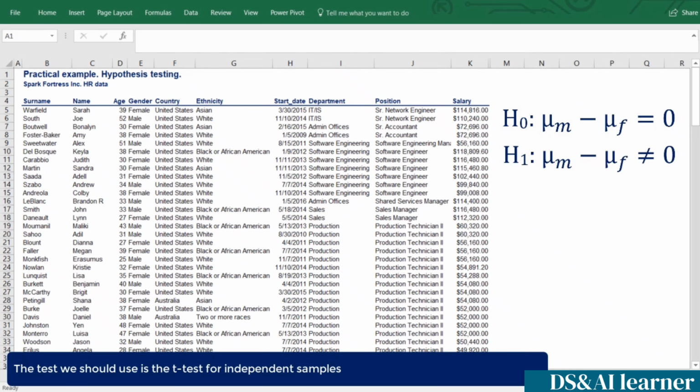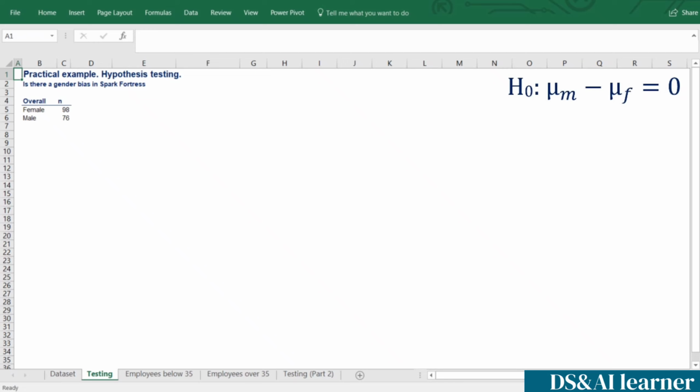Okay, the test we should use is the t-test for independent samples. What about the salary population variance? It is surely unknown, and we can assume it is equal. Let's construct a frequency distribution table. We have 98 females and 76 males. These are our sample sizes. Next, we should calculate the means and the sample variances of the two samples that we got. As we assume that the population variances are equal, we should also compute the pooled variance.